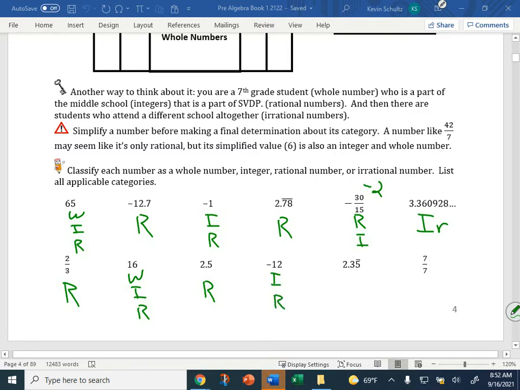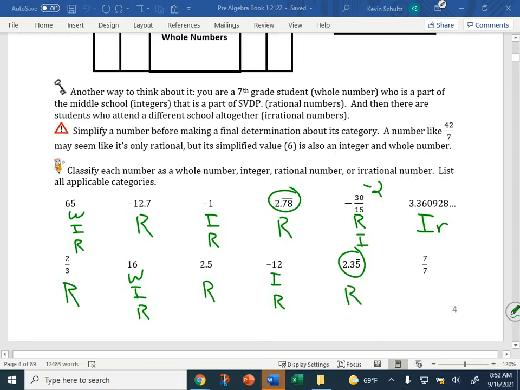2.35. And now, it's interesting here, notice the difference between this repetition bar and that one. That repeating bar is only over the 5. The 3 doesn't repeat. So it'd be 2.3555555, right? That 3 is only there once. But what do you got? Dayton. Rational, because it repeats.